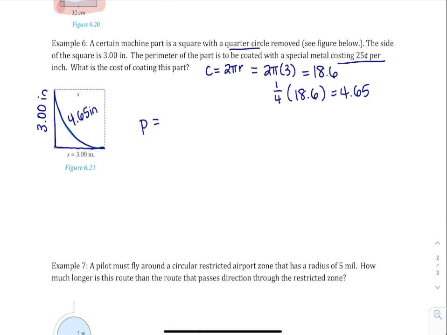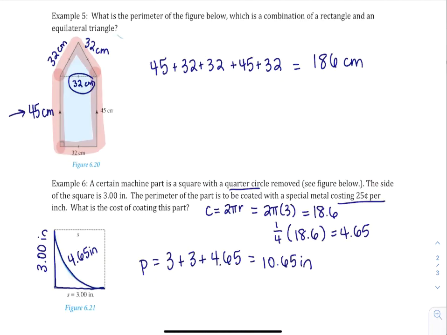So the perimeter is the side 3, the other side 3, and the quarter circle part. We get a total of 10.65 inches. Now we're not actually done. We found the perimeter to be 10.65 inches, but we need to find the cost of coating this. So we'll take our perimeter, 10.65 inches, and multiply this by 0.25 since it's 25 cents per inch. So 10.65 times 0.25 gives us a cost of $2.66.